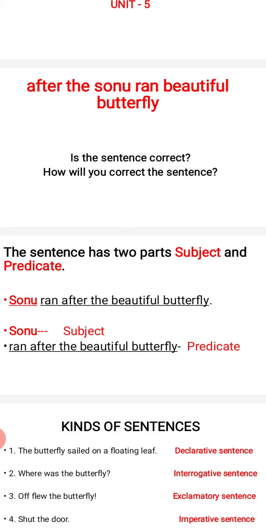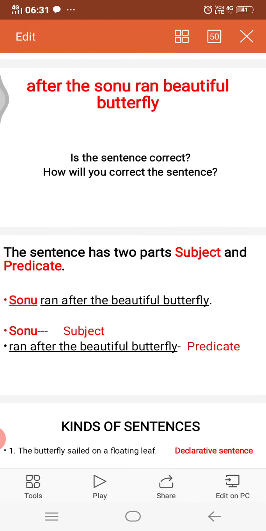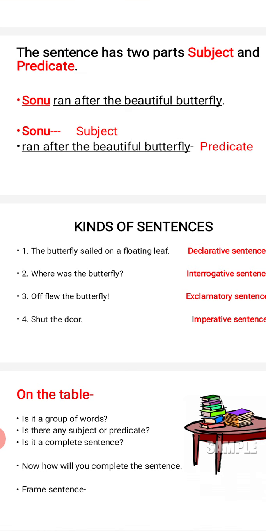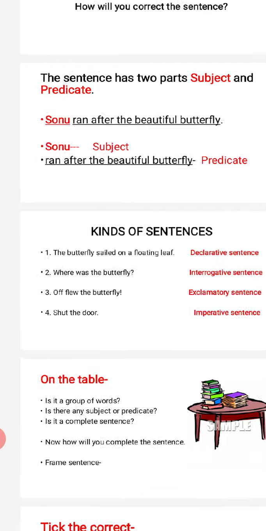So I am going to create a meaningful sentence. As I told you, after the Sonu ran, beautiful butterfly. The correct sentence is Sonu ran after the beautiful butterfly. Now here you can see Sonu is subject and rest of the sentence, ran after the butterfly, is predicate. So two parts are there in each sentence. One is subject and another one is predicate.